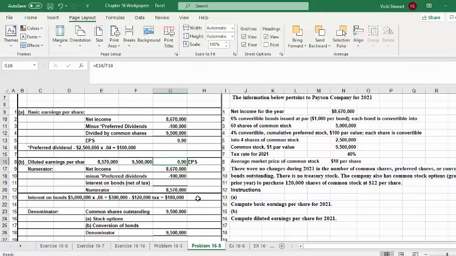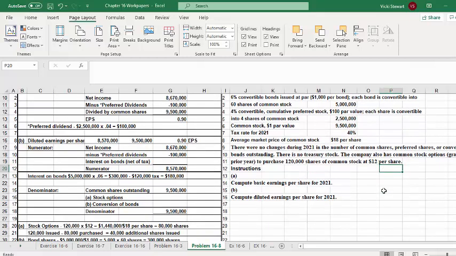Then we will test each one of the dilutive securities to determine whether or not they are dilutive or anti-dilutive. The first item we're going to start with is going to be the stock options. The stock options are dilutive. How did we know that? We know that because the market price of the common stock, which is $18 per share, is greater than the exercise price of $12 per share.